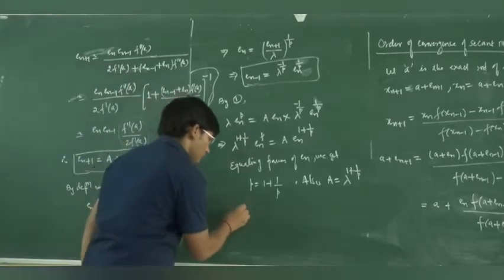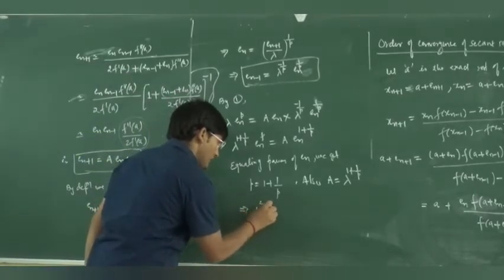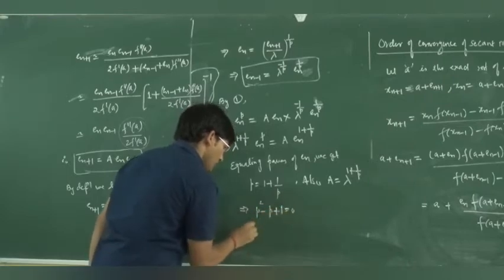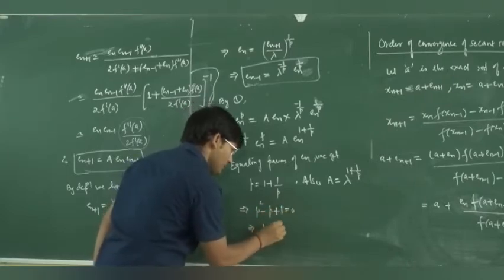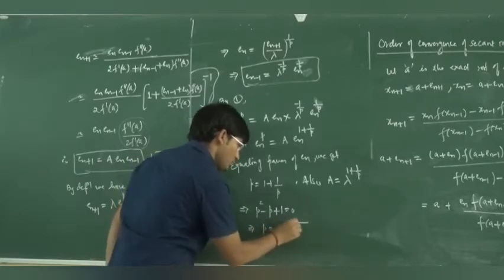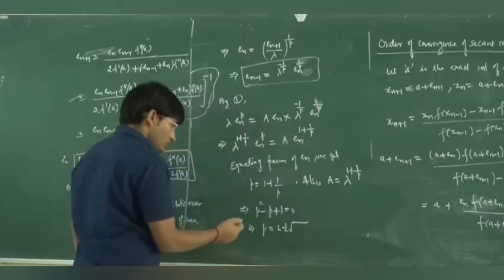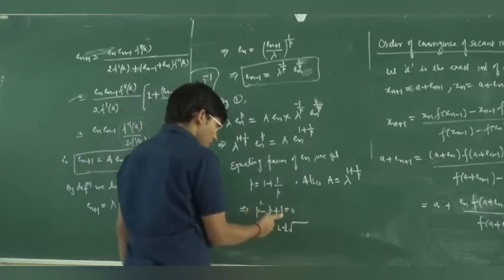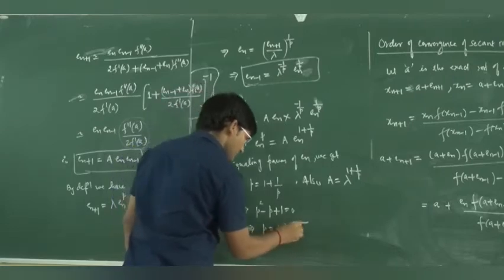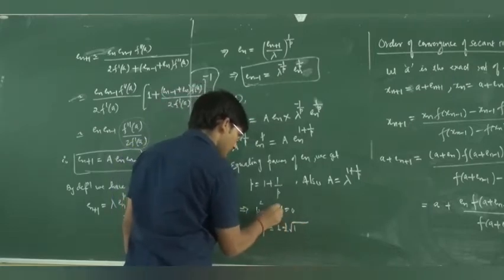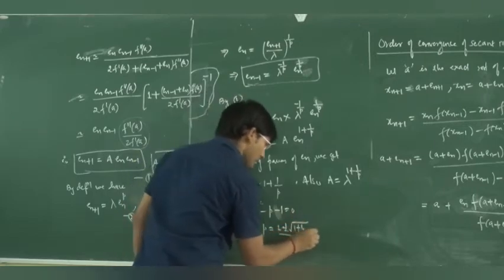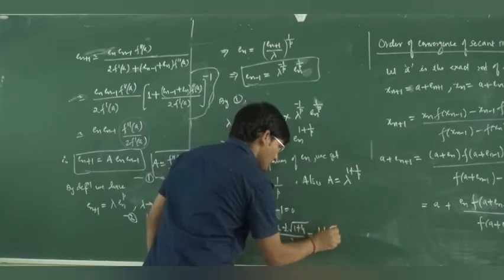Okay, now on solving, this is equal to p square minus p minus 1 equal to 0. Now p equal to minus b plus minus root of b square minus 4ac, divided by 2a. So this is equal to 1 plus minus root 5 by 2.